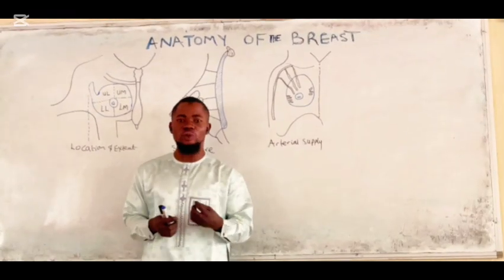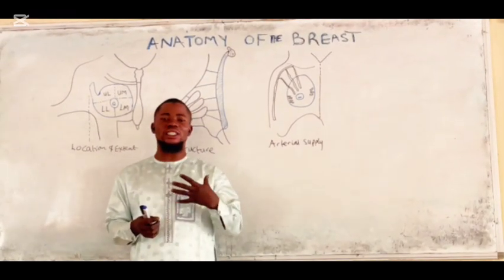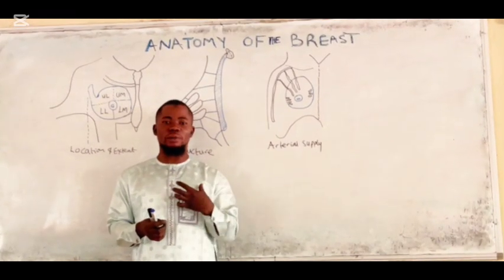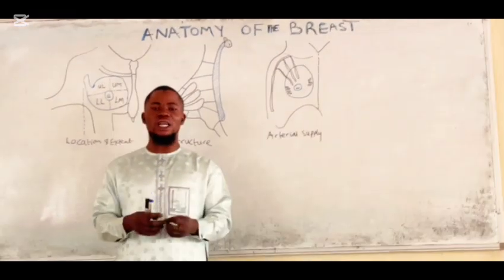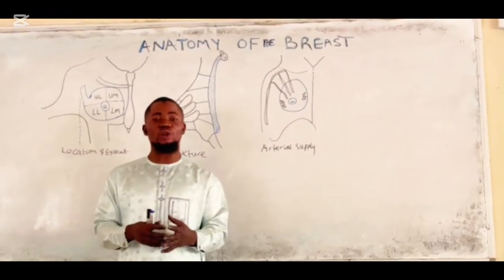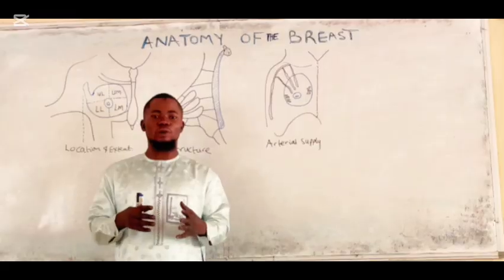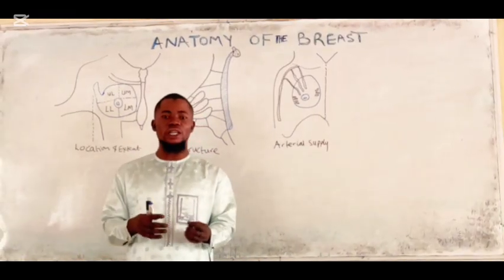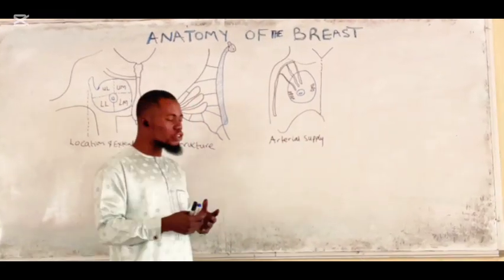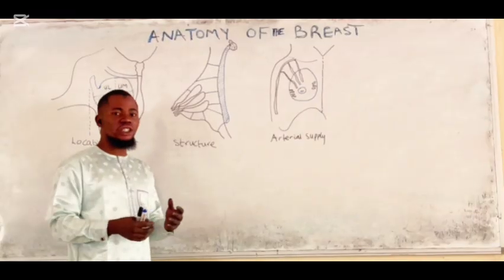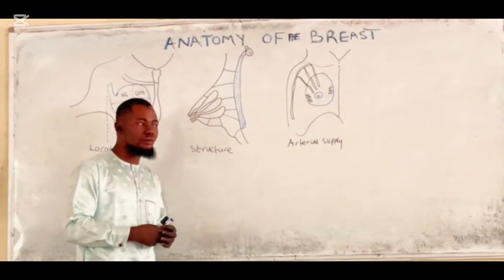The breast as well is situated at the superficial fascia of the pectoral region, and it serves as an accessory organ to the female reproductive system. It provides a nutrient in form of a milk to the newborn baby. So that is a short introduction about the breast.